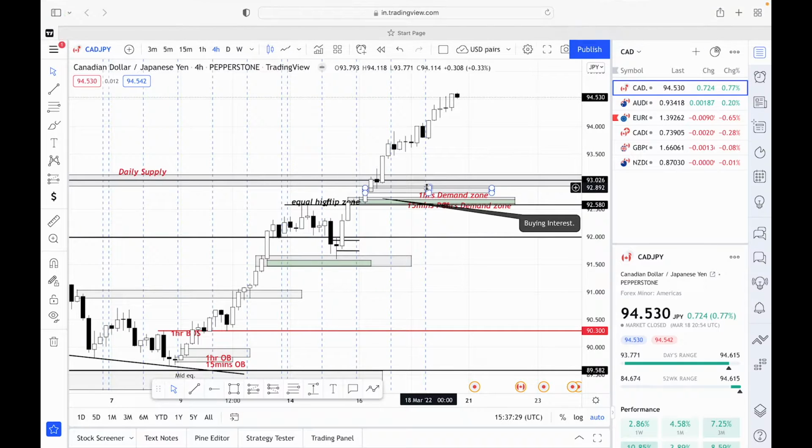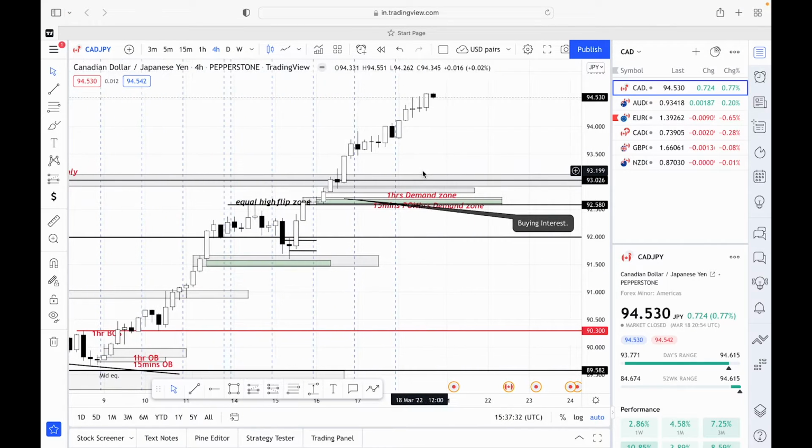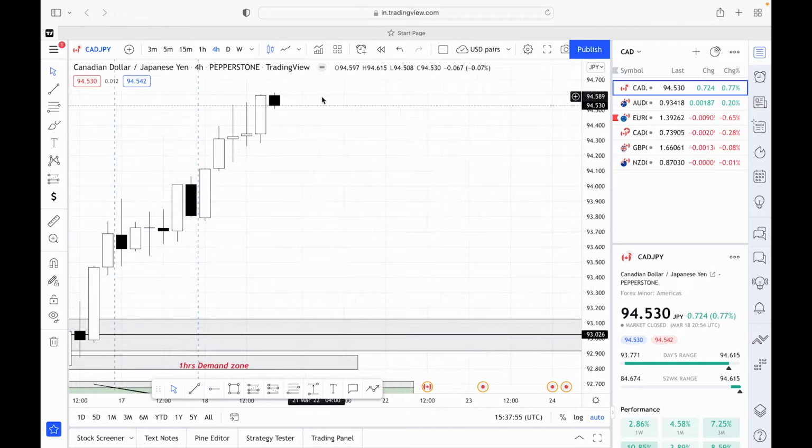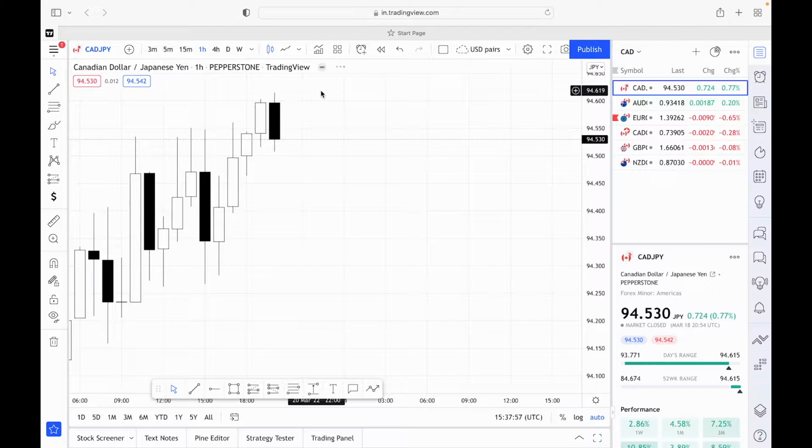Actually, there was no reason for the market to reverse, because we're trading against the Japanese yen, and you know what that means when you are trading against the yen with such a nice currency like this, owing to the concept of risk on, risk off. So let me still go on. We went to the 1 hour.